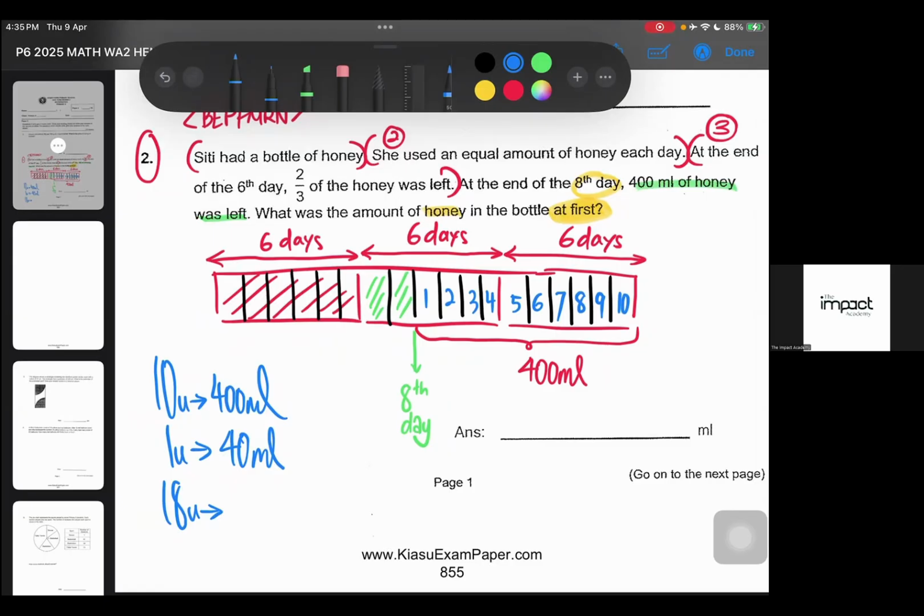parts? 6 parts, right? Or 6 units, right? So there are a total of 18 units, right? 3 bars, so 18 units. So in this situation, you just have to do 40 times 18. We get to an answer of 720 ml. And this is my answer for this question.